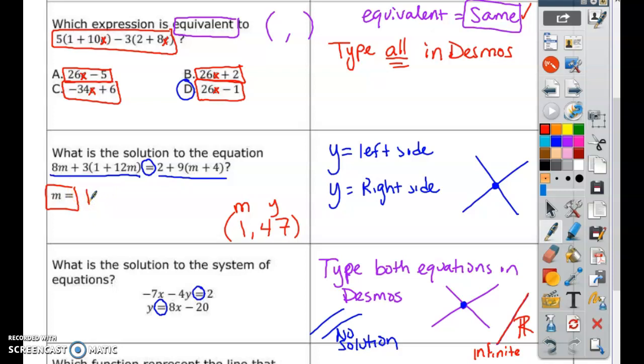Okay, but you'll know from the answer choices if they ask you for just one thing. Then it's just usually the first one or the second one. So look at the letters. Okay, pause the video, type the next one in Desmos, see where they cross.